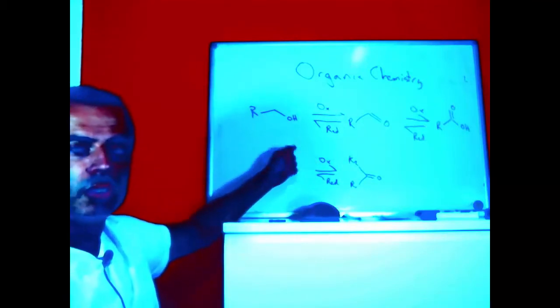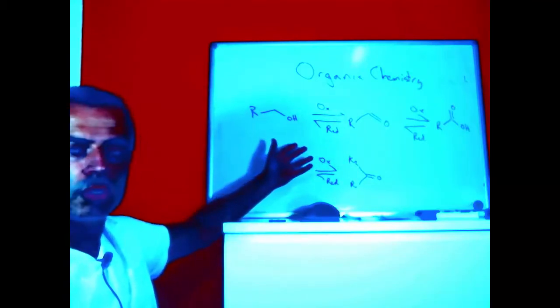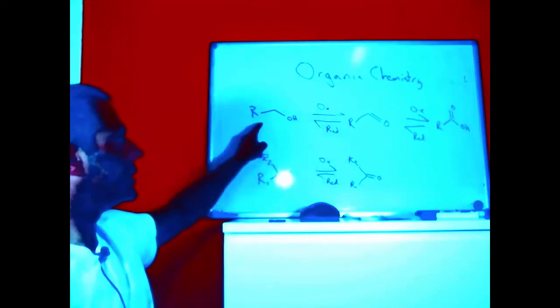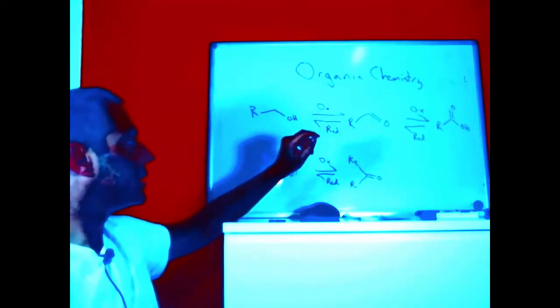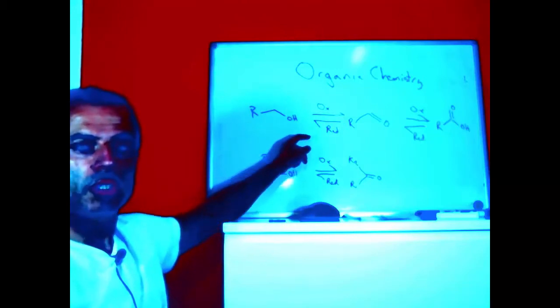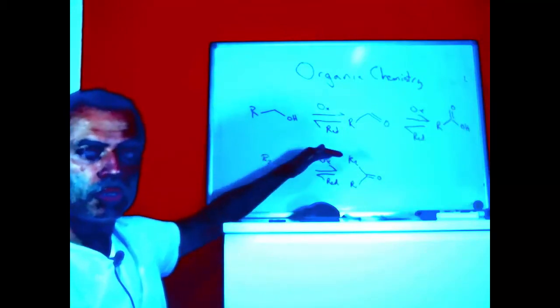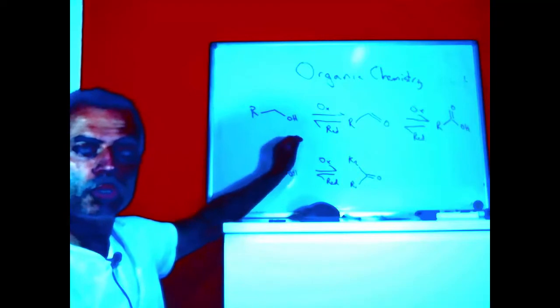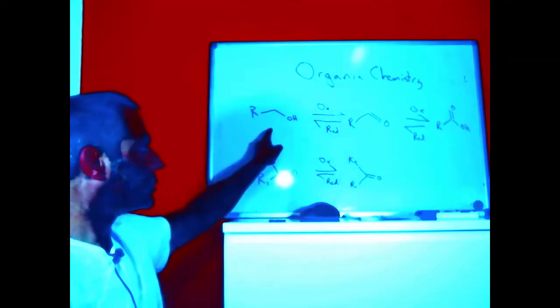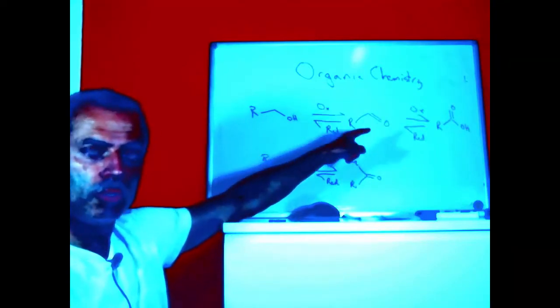So if we take the industrial preparation of acetic acid, vinegar, it's done from ethanol, and that is carried out by an oxidation. The oxidation is a double step reaction, but it is carried out straight from here to the acid.